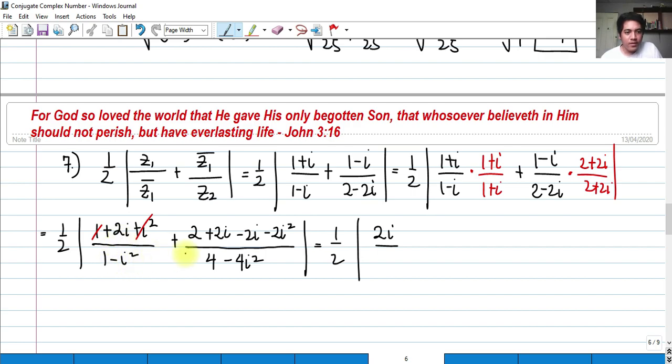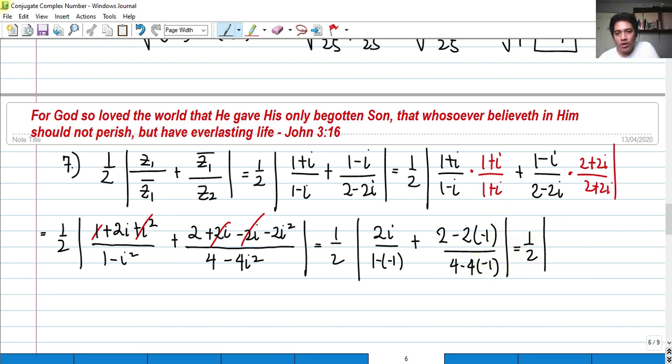And we know that this should be 1 minus negative 1, that is plus. Of course, we can also simplify 2i minus 2i. Positive 2i minus 2i, that's 0. So we are left with 2 minus 2 times negative 1, because i squared is equal to negative 1, all over 4 minus 4 times negative 1. So we have 1 half the modulus of 2i all over 2. These 2's will cancel.